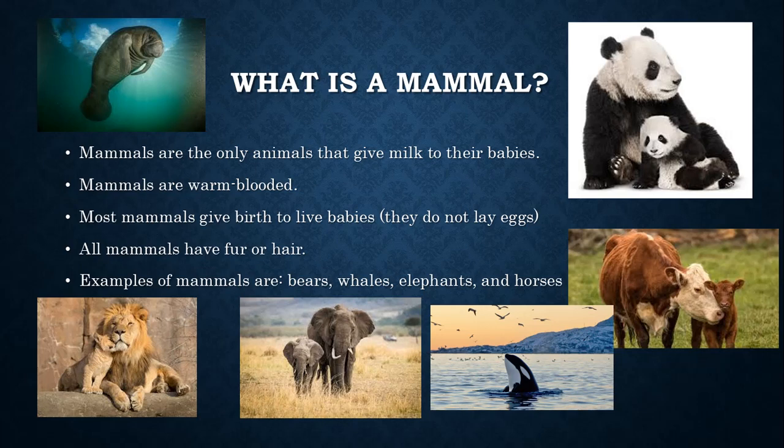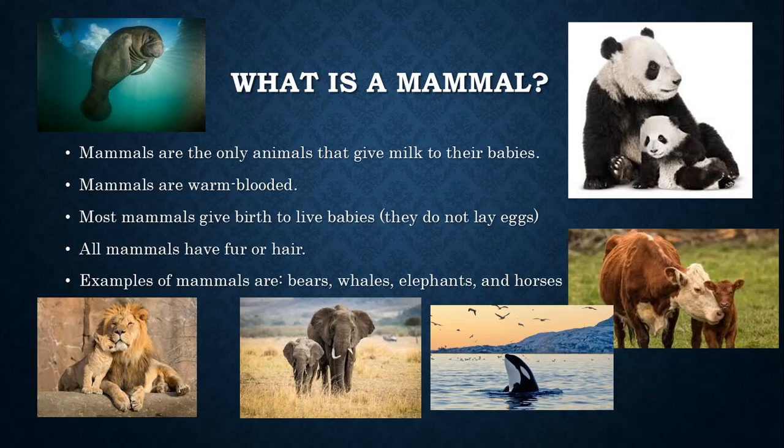All mammals have fur or hair, and I actually researched whales, because if you look at a whale, you don't see that it has hair. They actually have little whisker places, kind of like a cat would. So they have hair follicles. They have little places where there could be hair or whiskers. So that's their hair or fur.